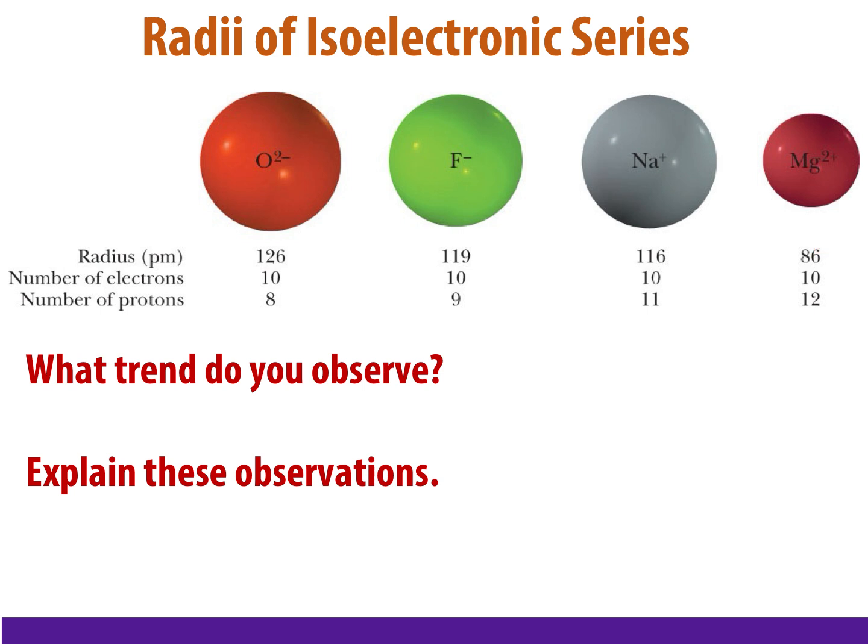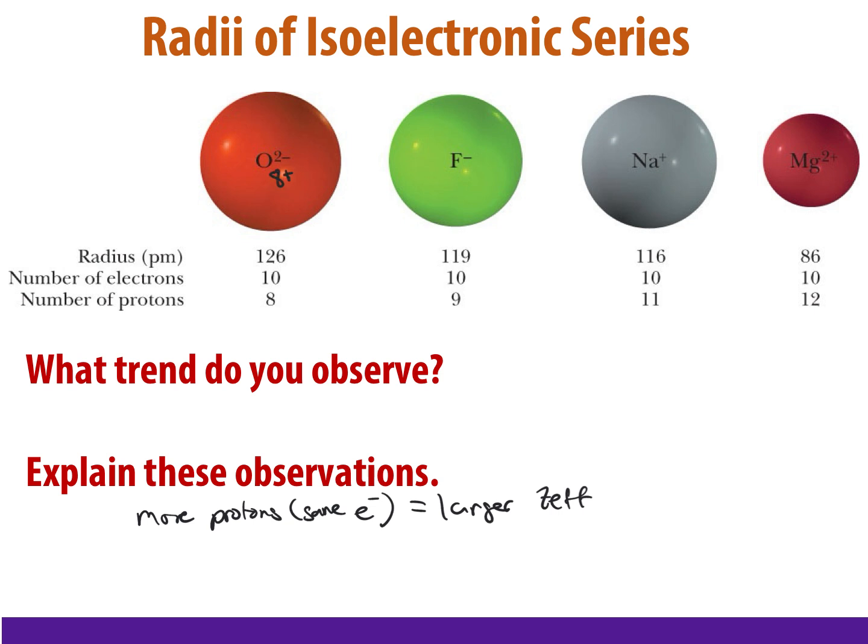Now why? Well, they're isoelectronic. They all have the same number of electrons, but we have more protons as we go from O2- to Mg2+. So if we want to explain the observations, well, more protons, same electrons, equals larger Z effective, right? More protons in the nucleus are going to pull those electrons in tighter.